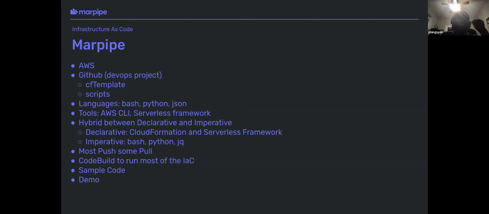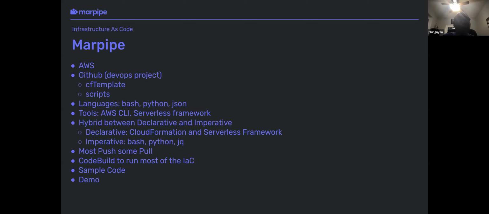The languages that I use are Python and JSON. The tools are the AWS CLI and the Serverless Framework, because the majority of our code is serverless. I also use a hybrid between declarative and imperative. I'm coming from a full stack developer background, so I'm still kind of used to writing code versus writing configuration, so I have both in there, right?